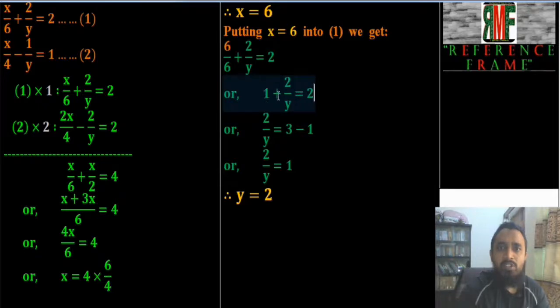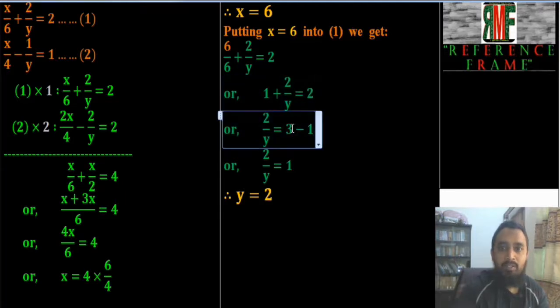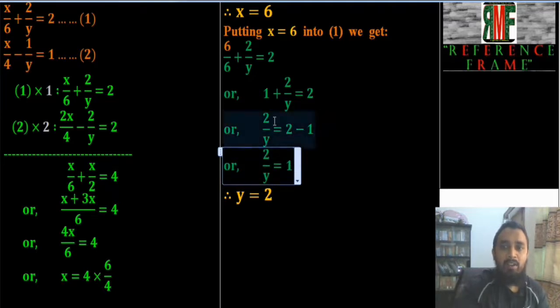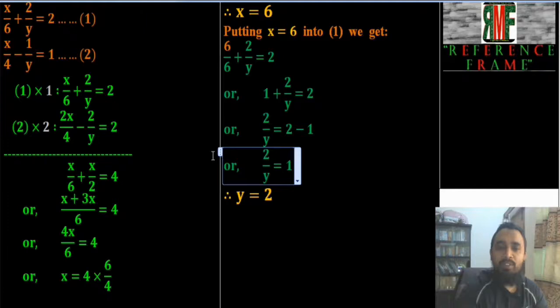Now all we need to do is shift this one to the right hand side. Look, here we have 2 minus 1, sorry, my mistake, 2 minus 1, so 2 minus 1 becomes 1. So from here we get 2 by y is equal to 1. Now if we shift it to the right side, y, by cross multiplication what are we going to have? y into 1 means y, and 2 into, here in the denominator there is a 1, so 2 into 1 becomes 2.